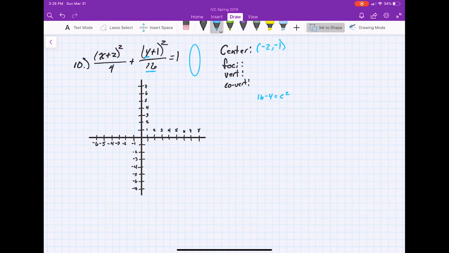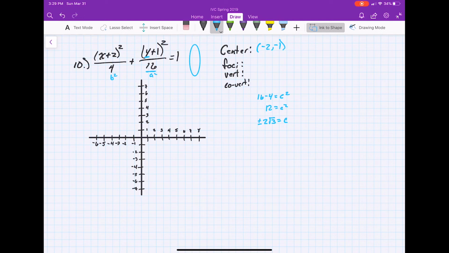Oops, c squared. Let's fix that. All right, so 16 minus 4 is 12. So we got 12 is equal to c squared. There we go. And so that means the square root of 12, which is 2 square root of 3, is equal to c. And that, of course, is plus or minus. And that's c.